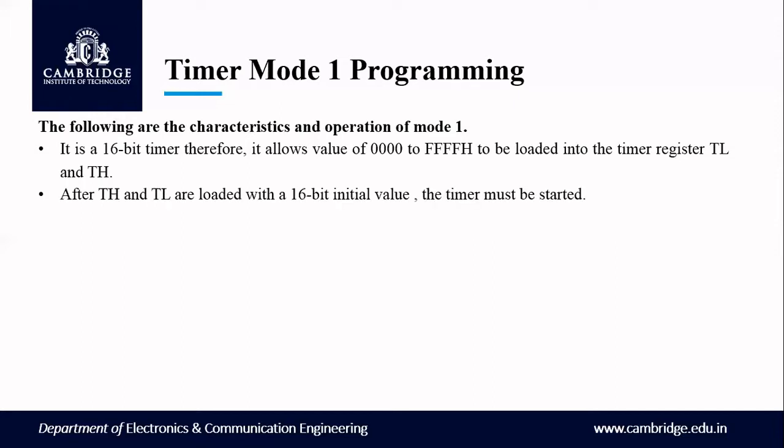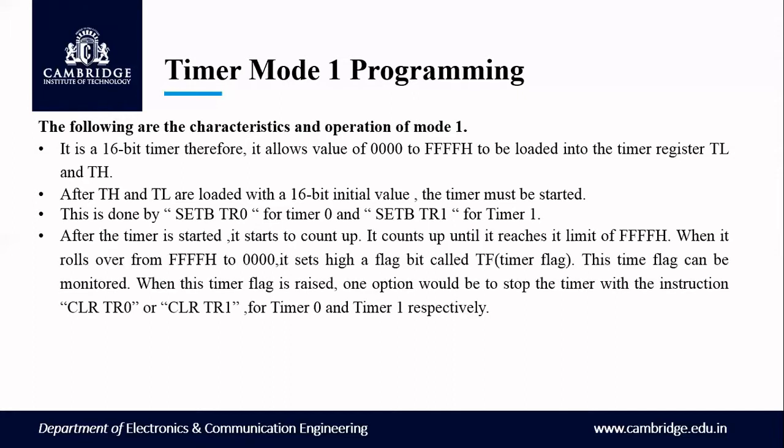After TL and TH are loaded with the 16-bit initial value, the timer must be started. This is done by the instruction SETB TR0 for timer 0 and SETB TR1 for timer 1. Once the timer is started, it continuously increments the initial value loaded in TL and TH and reaches the maximum, that is 65,536, FFFFH. Once it reaches FFFFH, it rolls back to 0.